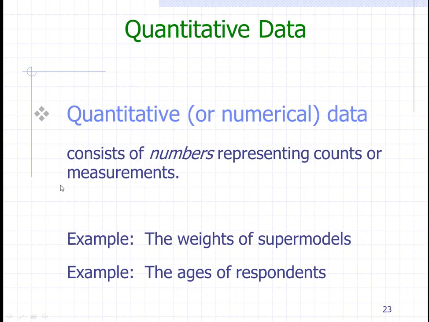Now we have different kinds of data. The first one is quantitative, and quantitative is a quantity, or it's numerical data. So it consists of numbers representing counts or measurements.